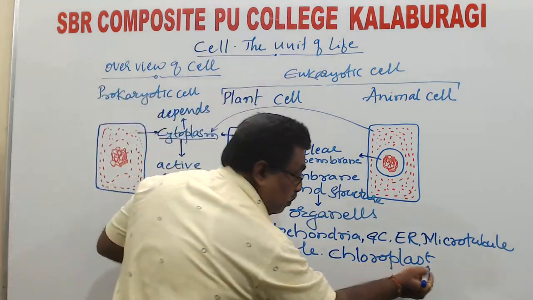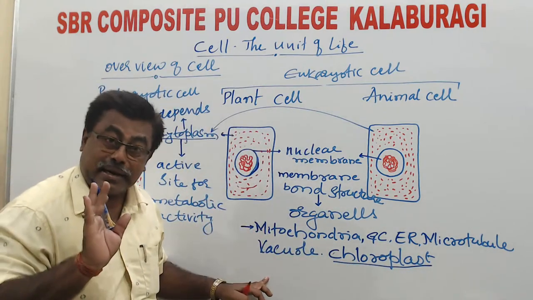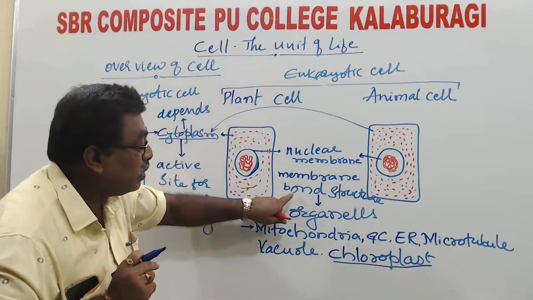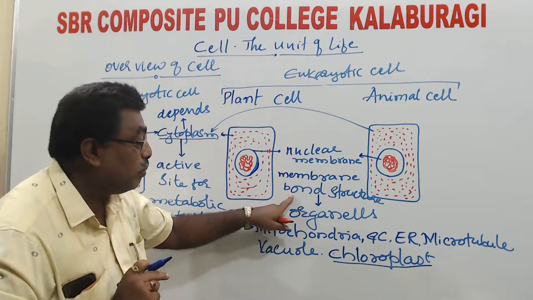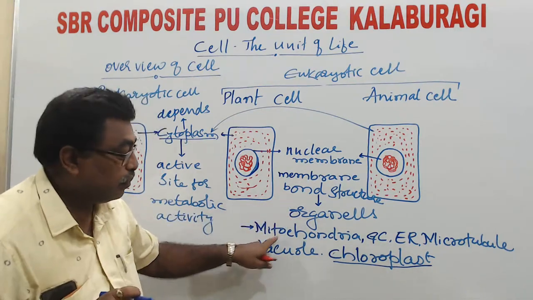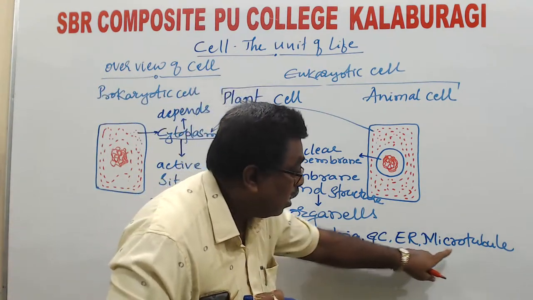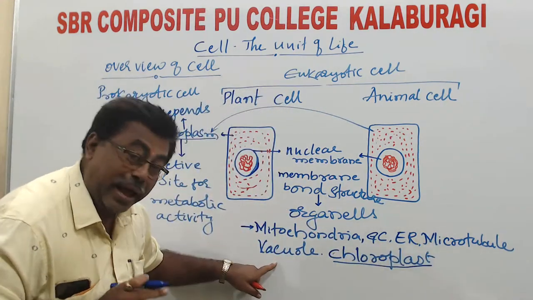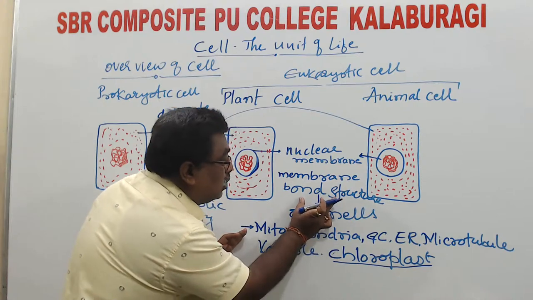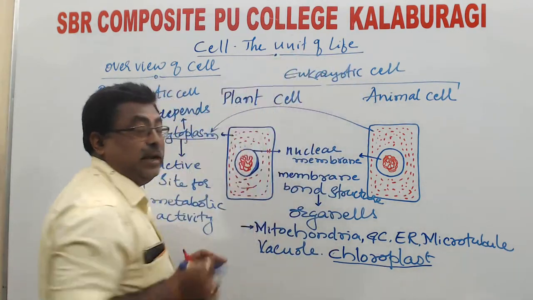But as I told, this chloroplast is present only in the plant cell. I am not differentiating plant cell and animal cell, only I am counting the eukaryotic cell. In this one, it consists of membrane bound organelles, that is mitochondria, Golgi complex, endoplasmic reticulum, microtubules, vacuoles, chloroplast. All these membrane bound structures, that is organelles, are present in the eukaryotic cell.